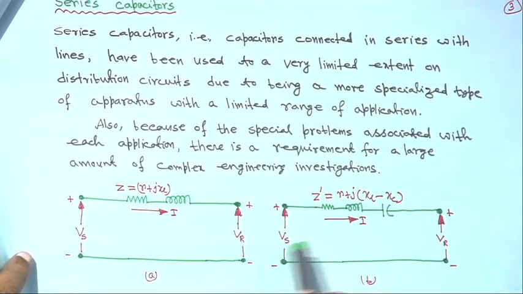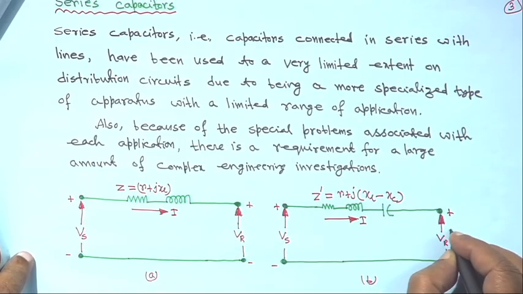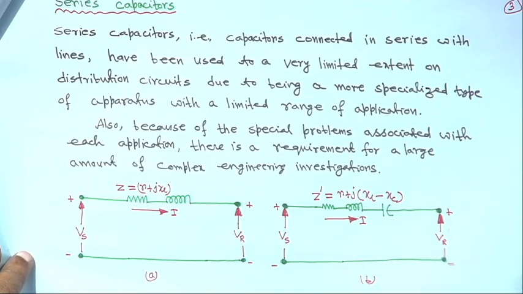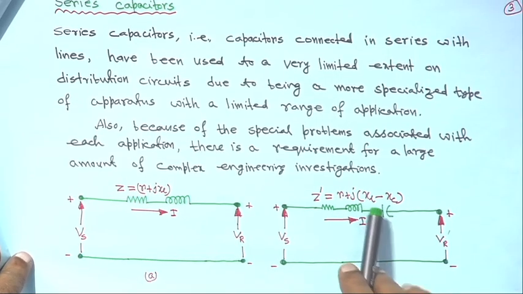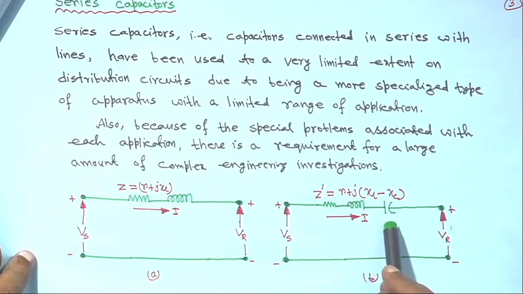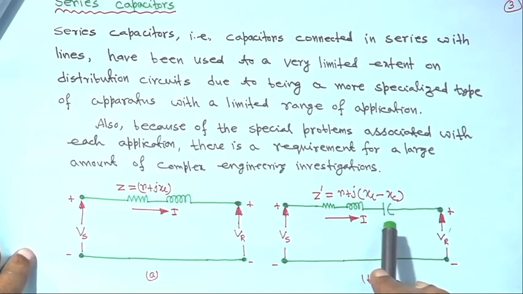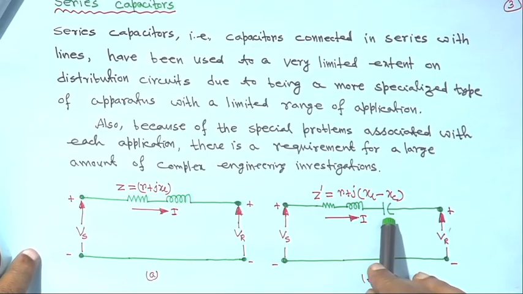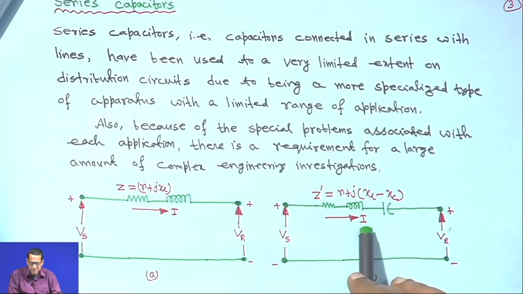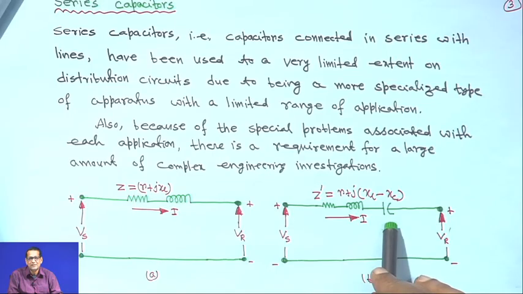This is the sending end voltage, and this is the receiving end voltage. As soon as you put the capacitor here, it is VR dash, because as soon as you connect this, from common sense you can make out the voltage drop will reduce. This is the current I, and this is the series capacitor. Then what will be the reactive power? It will be the magnitude of I squared into Xc, that is Qc, the reactive power of the series capacitor.